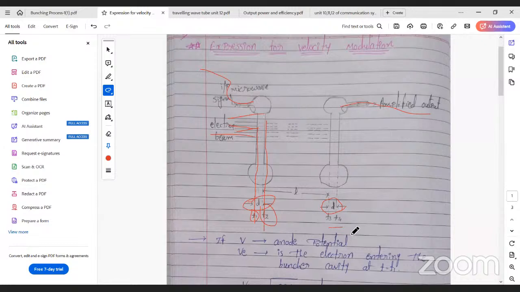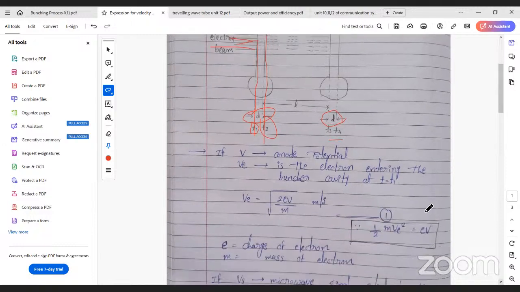Here V is the anode potential. VE is the velocity of the electrons entering inside. From this, I am calculating VE. What is VE? The kinetic energy, half m v square, equals eV. From this, the velocity of the electron VE is the square root of 2eV by m, where e is the charge of the electron.